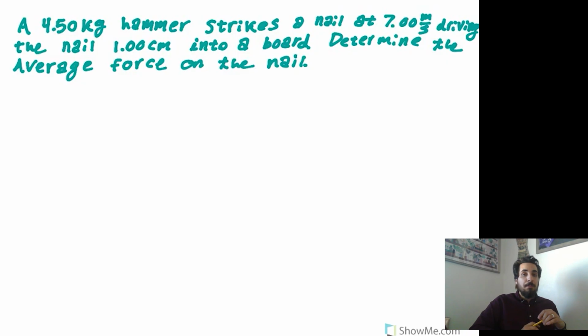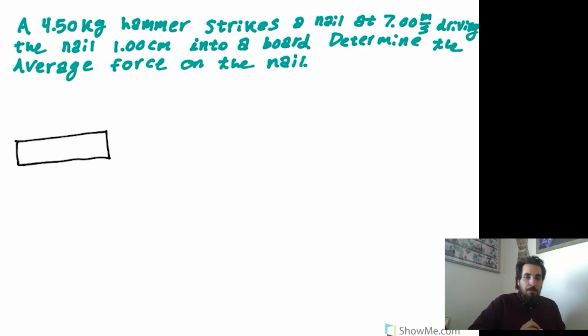So here we're given the problem where a hammer strikes a nail. We're not told how long the impact is because honestly we don't usually know that value. But what we can determine is how far the nail is embedded into the wood board that we're nailing it into. So we start off with, again, drawing a picture.